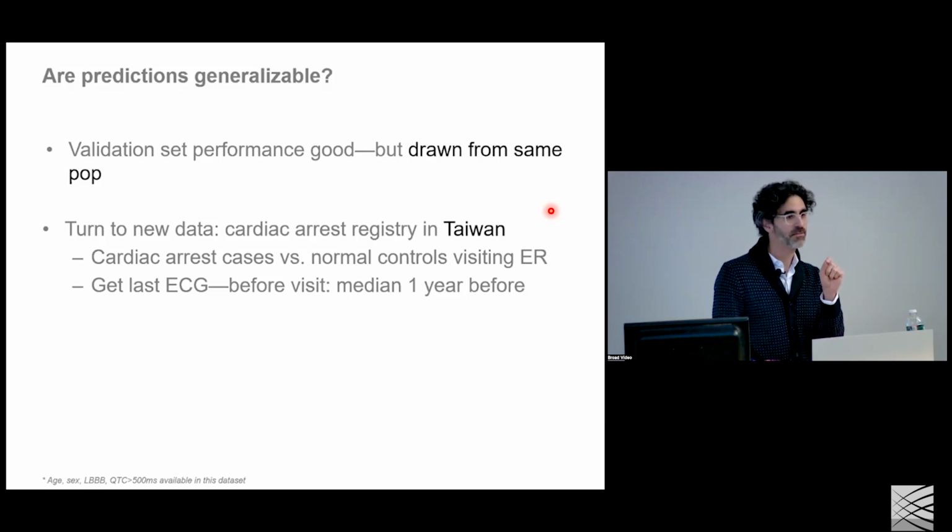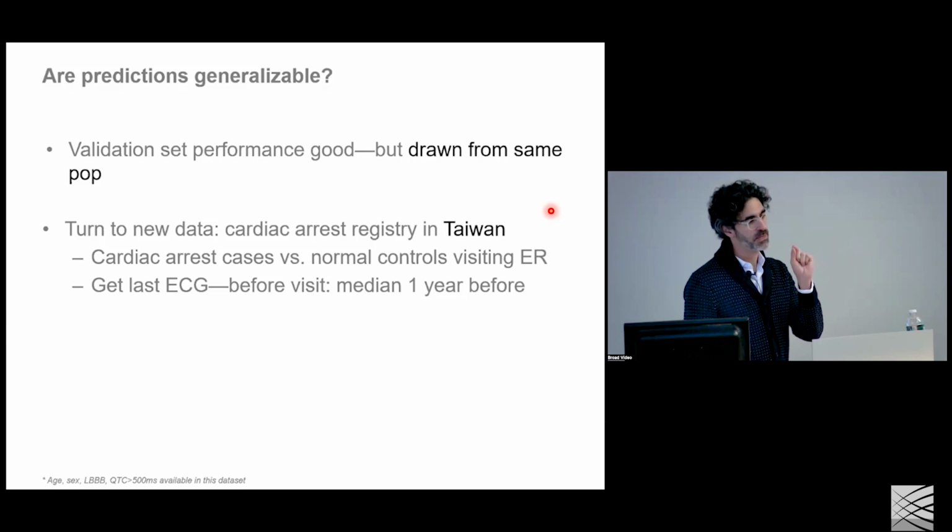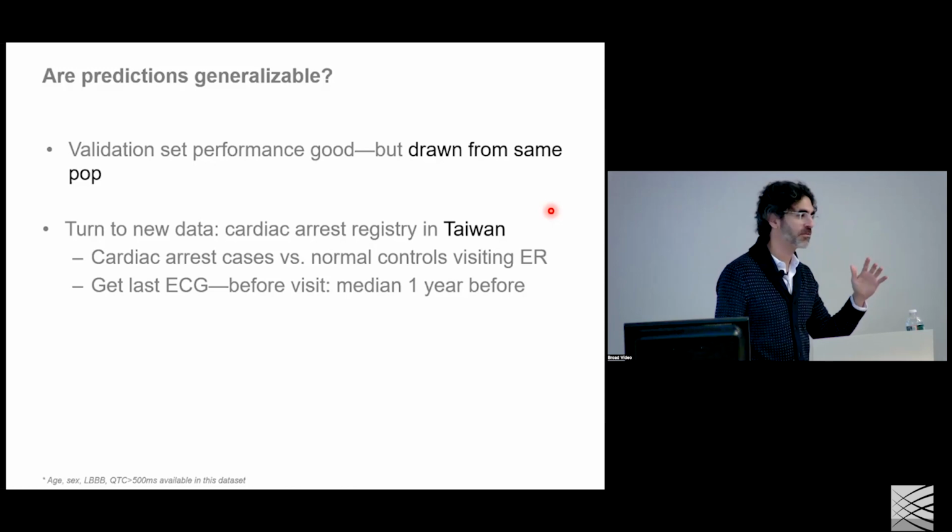So that's the registry. What we do is we take every patient who's in that registry and is coded as a cardiac arrest death, and then we find a matched control who visits the ER on the same day as that arrest patient. So that's our case definition and our control definition. Then we look in the electronic medical record of that hospital for both of those people's last ECG. We throw out the ECG from when the person in arrest is in arrest. We look at their last ECG, and we do the same for the control patients. The median time from that last ECG to the index visit is about a year.